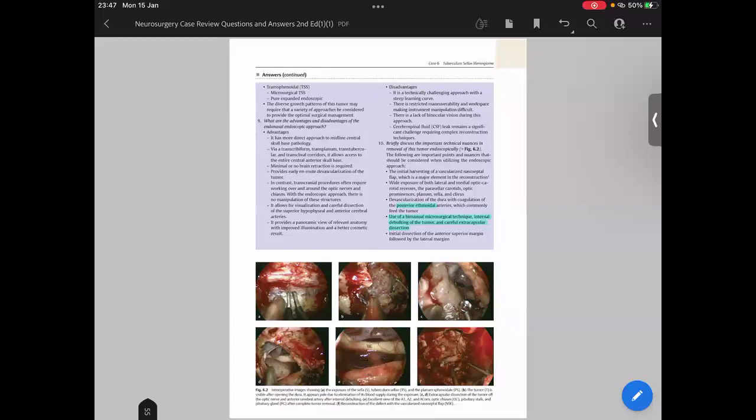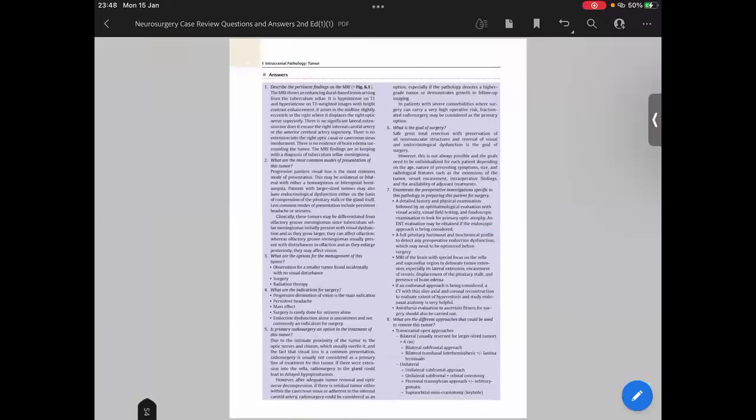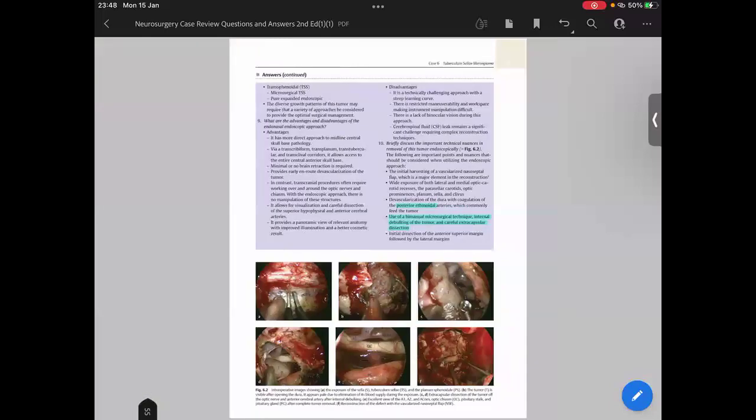Any additions on the management of this patient and the different approaches and the pros and cons?